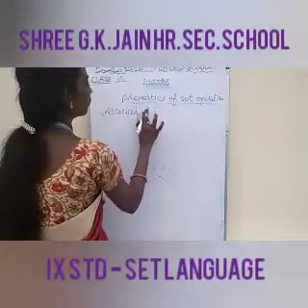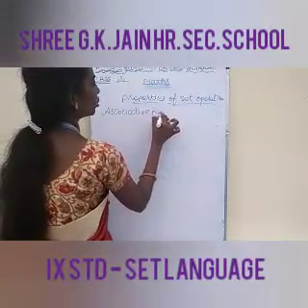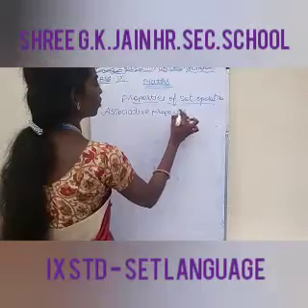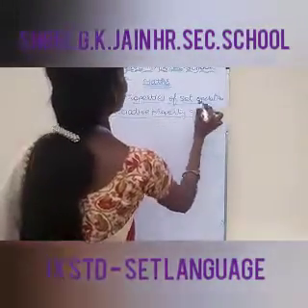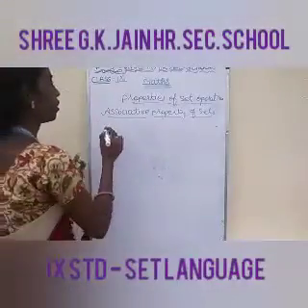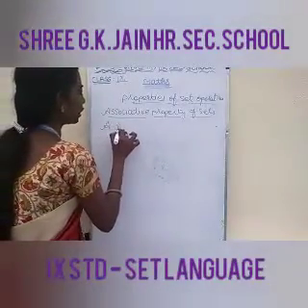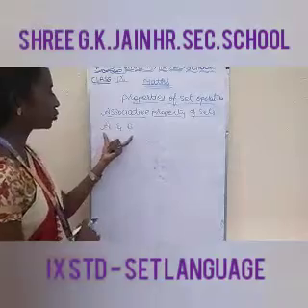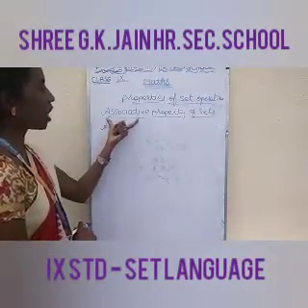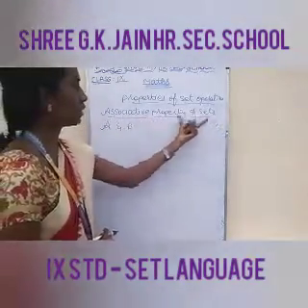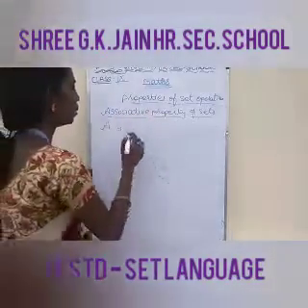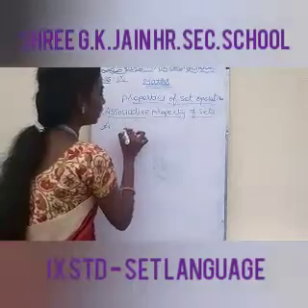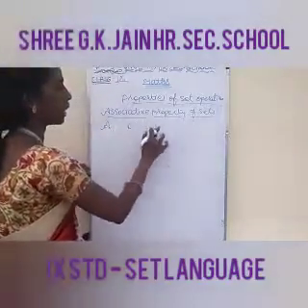Associative property of sets. Okay students, to verify the associative property of sets, the associative property is based on three sets. So A, B and C.